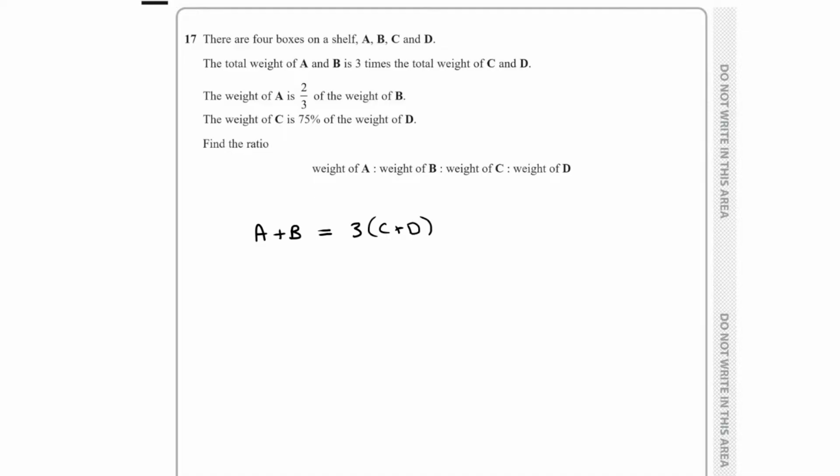All right, so we've got the weight of A is, so A is, as in equals, 2/3 of B. Okay, and then we've got C is, now you could put 75%, you could put 0.75. I don't know, maybe I'll convert it into 3/4, whatever you want to do. D, so I've got that. Okay, that's kind of where I'm thinking to start.